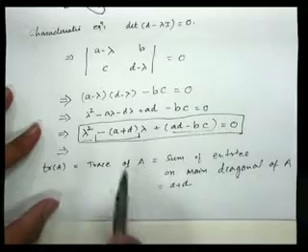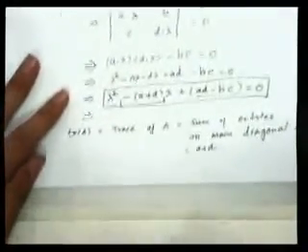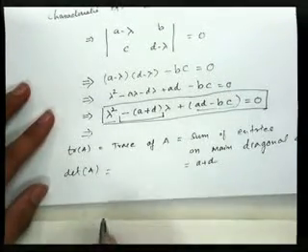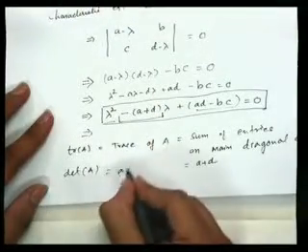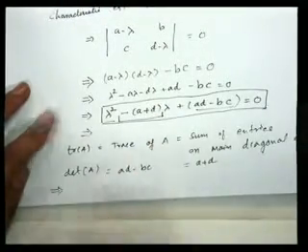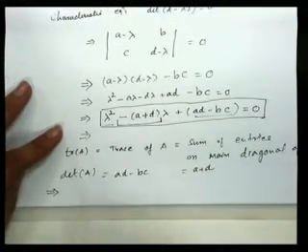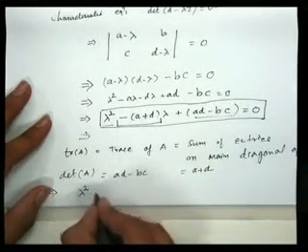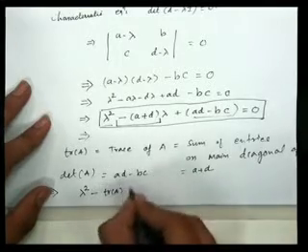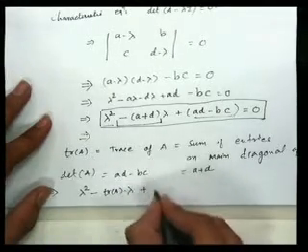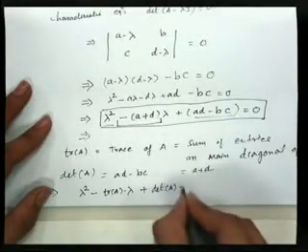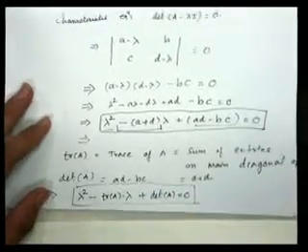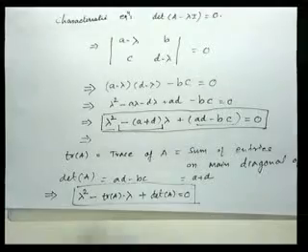And this ad minus bc is what? Recall the determinant. The determinant of A is ad minus bc. So what do we get finally? The characteristic equation for 2 by 2 matrices is lambda squared minus trace of A times lambda plus determinant of A is equal to 0. This is the characteristic equation for any matrix of order 2.